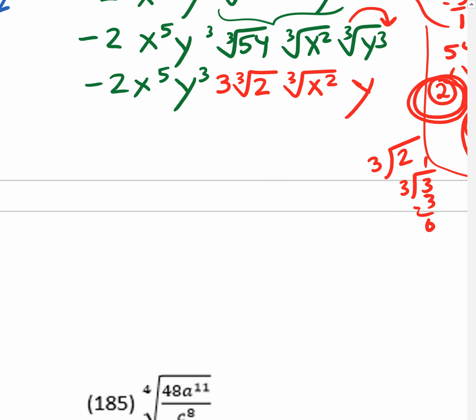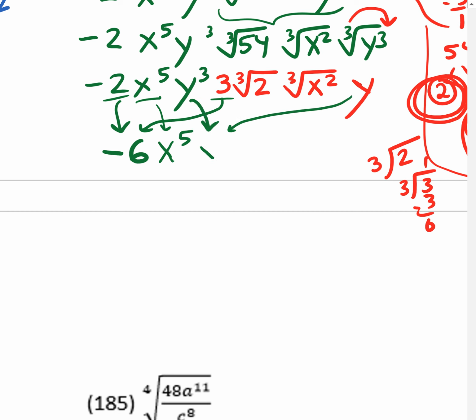But now that there's more that escaped, I'm going to multiply everything that's like terms. A negative 2 was outside, but a 3 popped up outside as well. Negative 2 times 3 is negative 6. And then I have an x to the 5th outside. No other x's escaped, so he's all by himself. The y to the 3rd and this new y that popped out multiply to make y to the 4th. And the only things left in the root are the 2 and the x squared here.